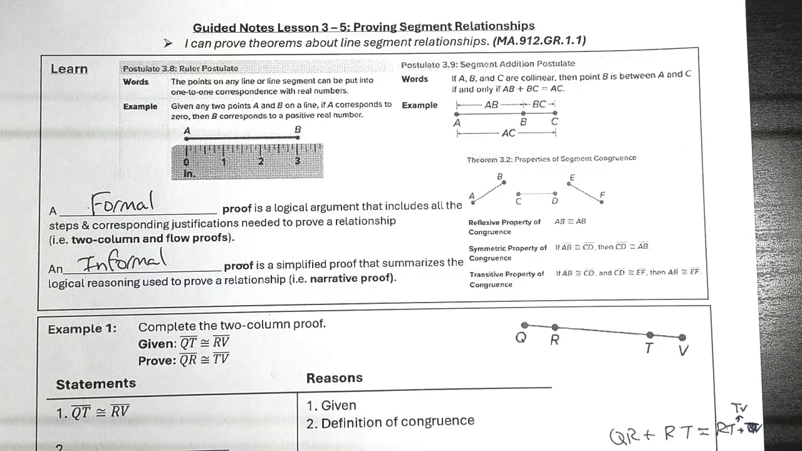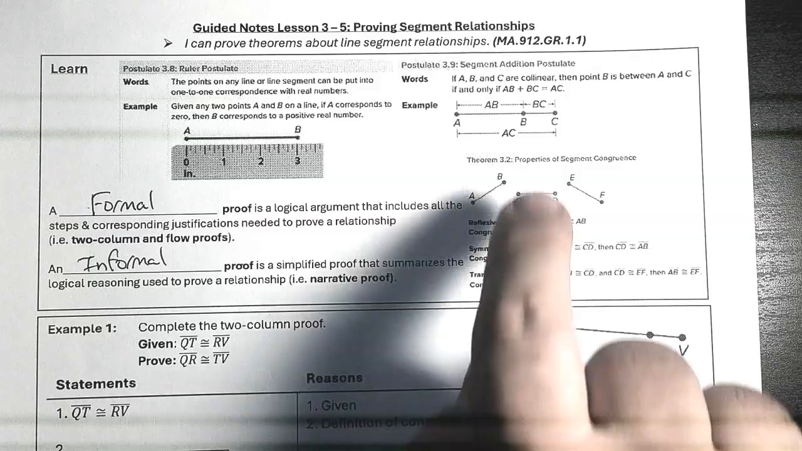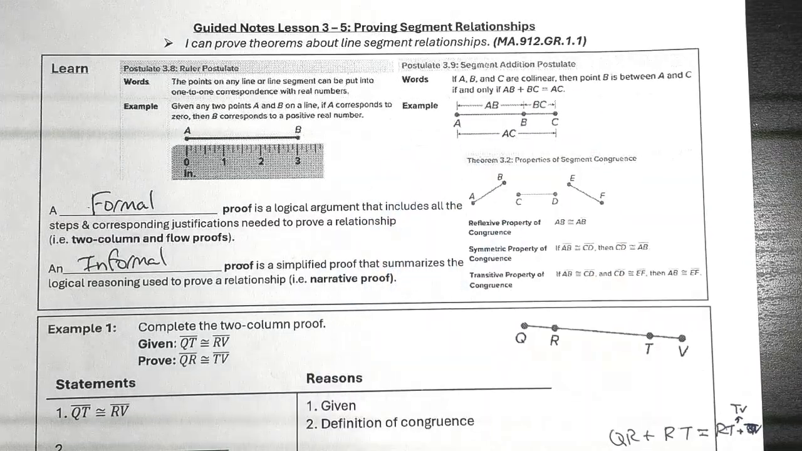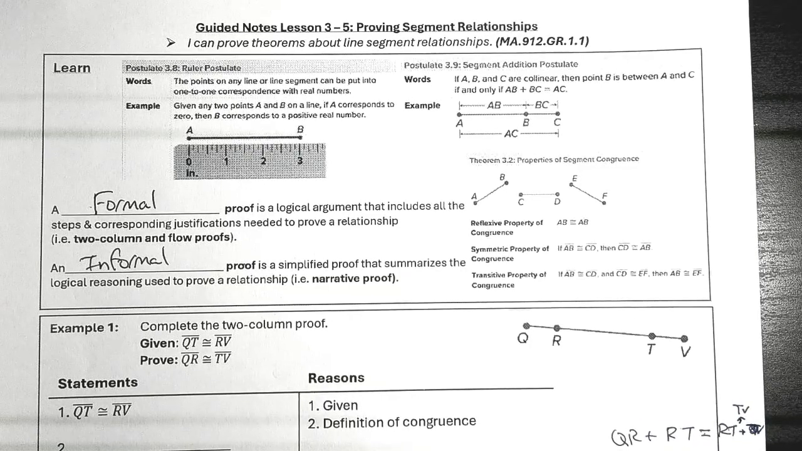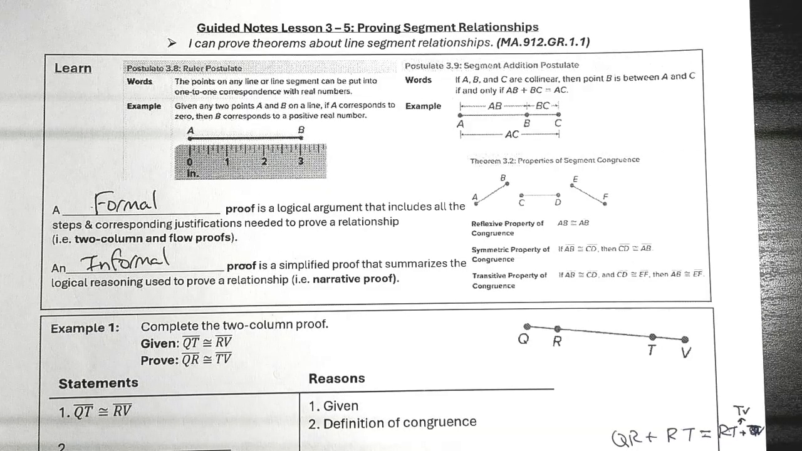Okay, moving forward, to the right. So over here, the segment addition postulate. If A, B, and C are collinear, then point B is between A and C if and only if AB plus BC equals AC. So anytime we're adding line segments now, not just adding. We're going to do proofs, and there's going to be times that your equation is going to call you to add, and it's going to be the addition property of equality.